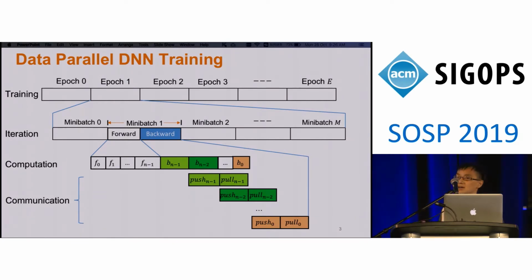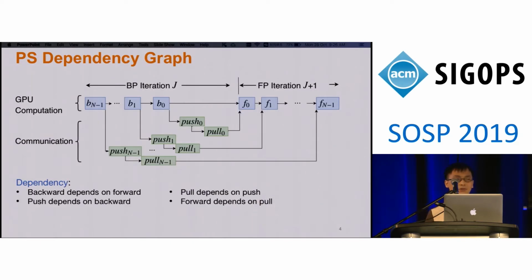In this figure, we can see the computation and communication operations. For example, F0 here is the forward computation of layer 0. The computation and communication operations form a dependency graph. Take layer 0 as an example. The push 0 operation depends on backward 0, the pull depends on push 0, and F0 depends on pull 0. Machine learning frameworks build and execute such a dependency graph according to the dependencies.